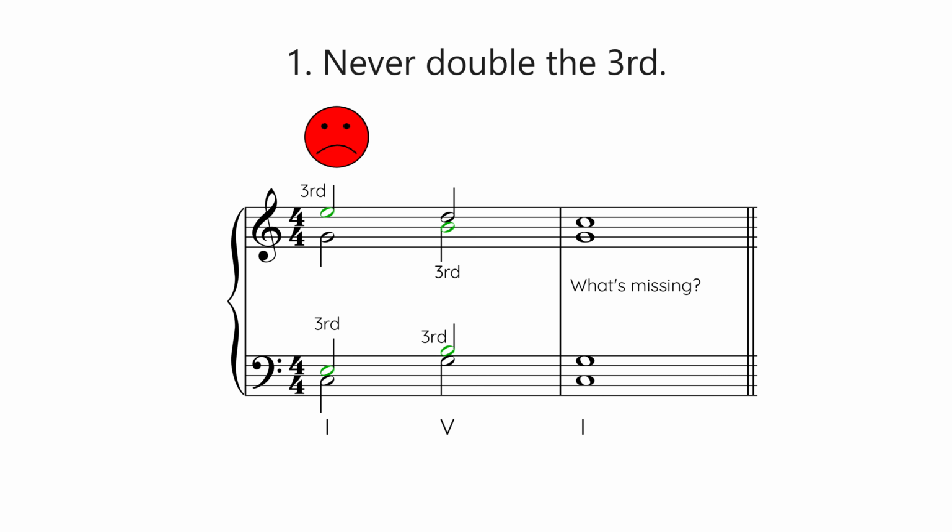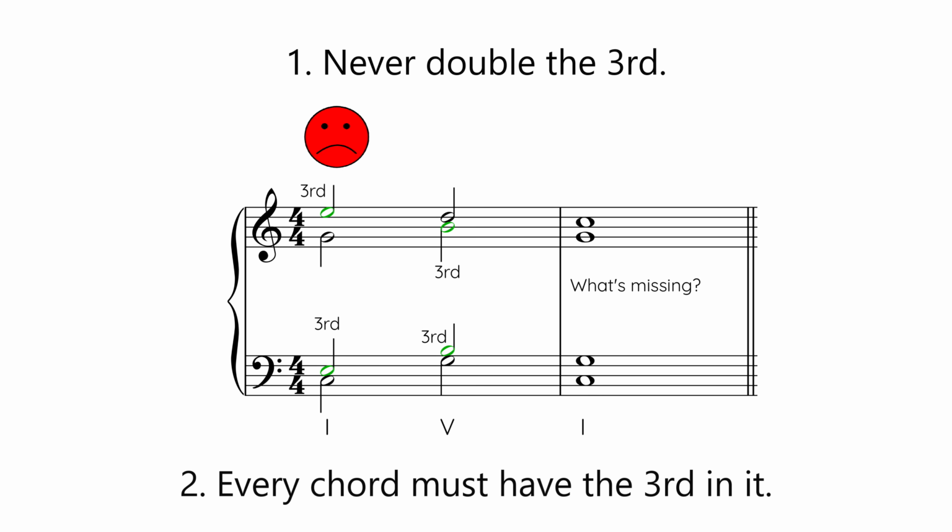Never double the third. Look at my red unhappy face. Those first 2 chords, which is marked chord 1 and chord 5, that's chord C and chord G. In green, both of those chords have the third in twice. This is an epic fail in terms of Bach harmony. You do not do that. And then I've written what's missing.